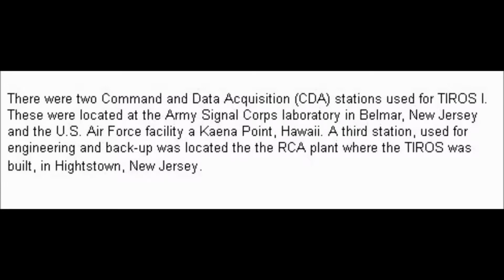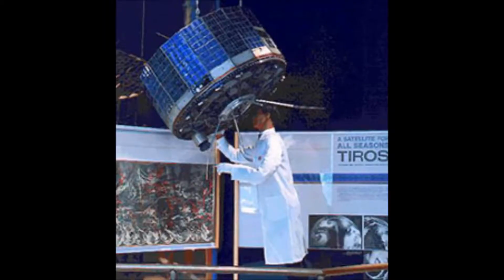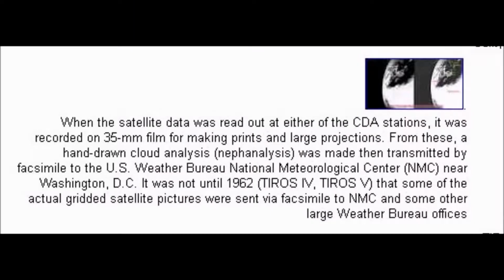These were located at the Army Signal Corps Laboratory in Belmar, New Jersey, and the Air Force facility at Kaena Point, Hawaii. A 3rd station used for engineering and backup was located at the RCA plant, where the Tyros was built in Hightstown, New Jersey. So, now get this. When the satellite data was read out at either of the CDA stations, it was recorded on 35mm film for making prints and large projections. From these, a hand-drawn cloud analysis was made, then transmitted by fax to the U.S. Weather Bureau National Meteorological Center near Washington, D.C.